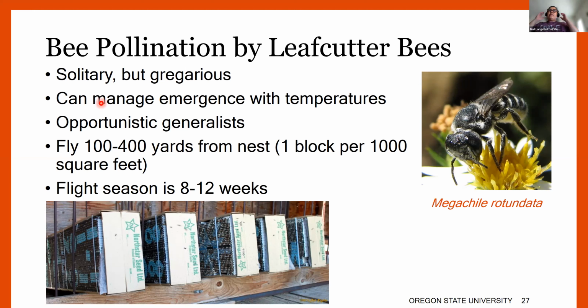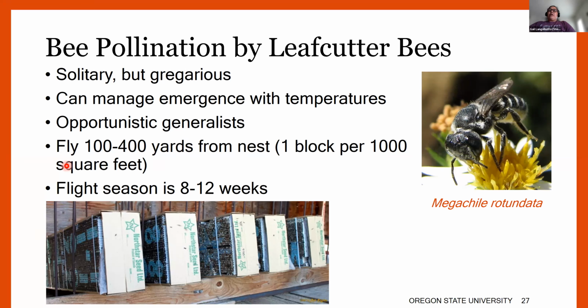Okay, my apologies. Another good thing about Megachile rotundata is that you can actually manage their emergence by raising or lowering the temperature. So you can actually keep them in cold storage and time their emergence so that it coincides with peak blossom receptivity to pollination. Another good thing about them is that they are also generalist species so that you can put them in a variety of cropping systems and they will collect pollen from just about any flower that you offer them.